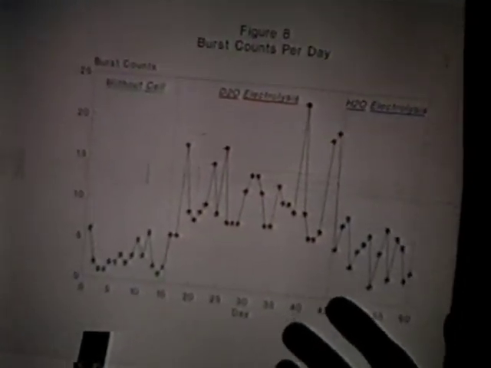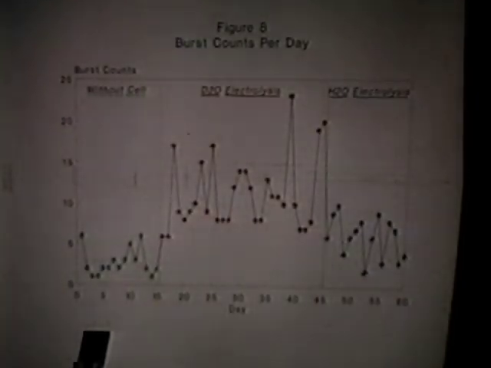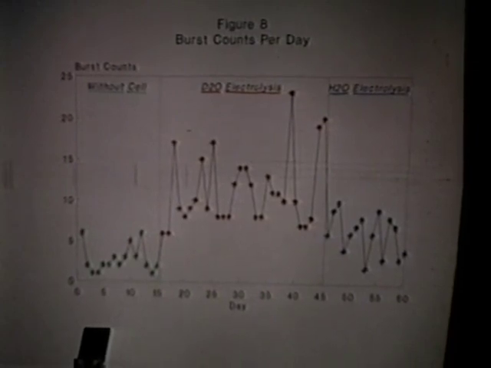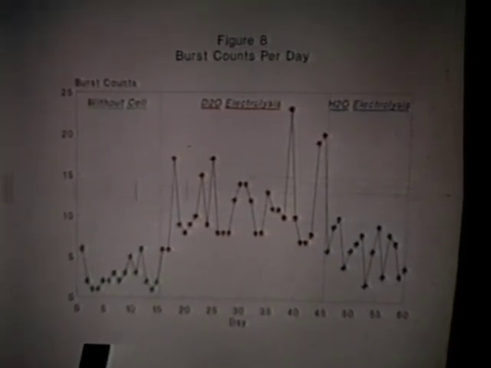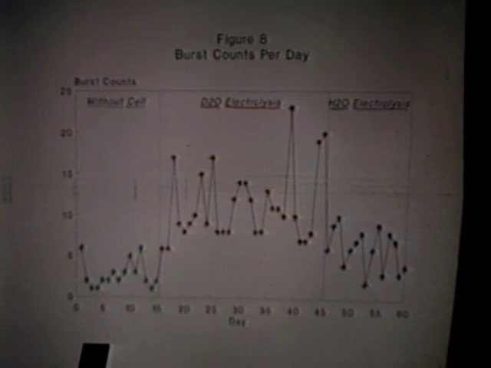These are the burst counts in 100 microsecond intervals. I'm sorry, this is without the cell. This is with the cell. This is the number of burst counts we got over the whole day. This is per day: the first day, second day, and so on. Here again, it very clearly shows that on replacing the D2O by H2O, it took some time for the deuterium to get replaced. And I think I should probably come to the conclusion at this point and leave some time for discussion.